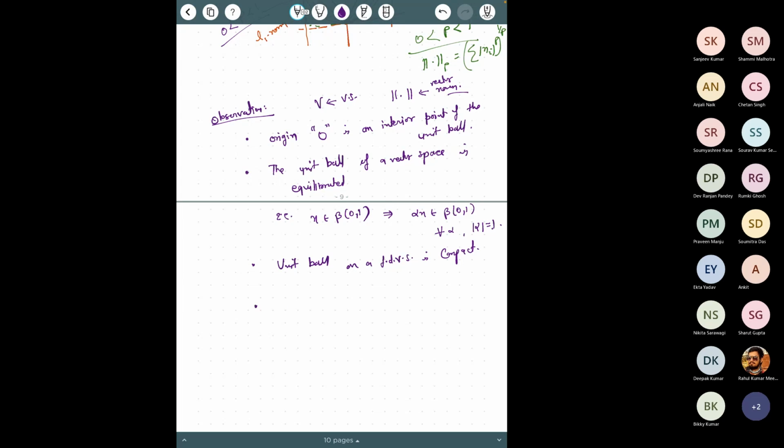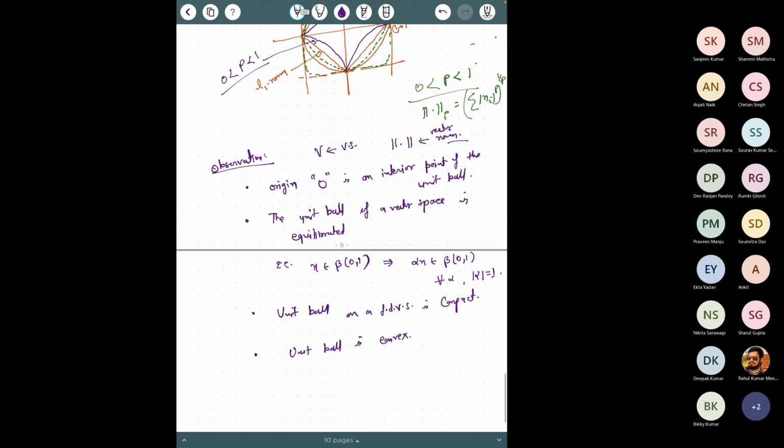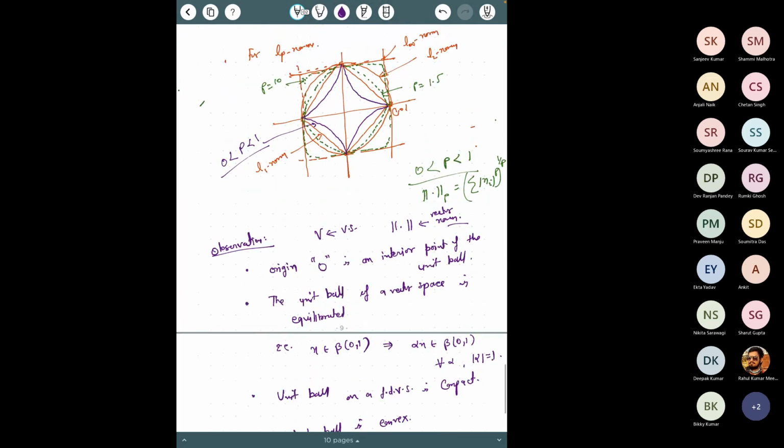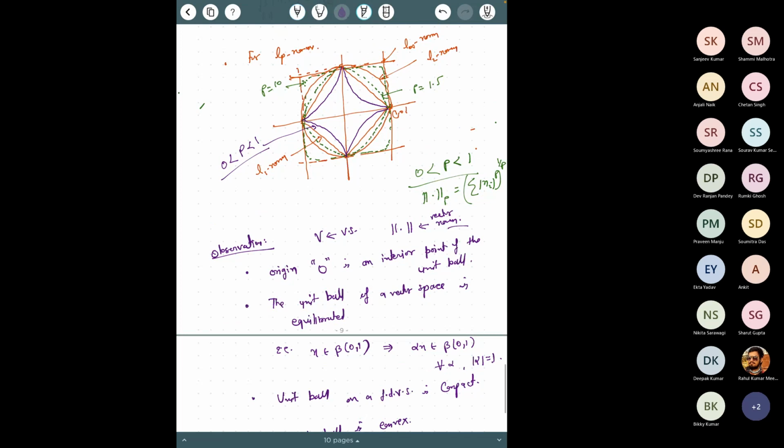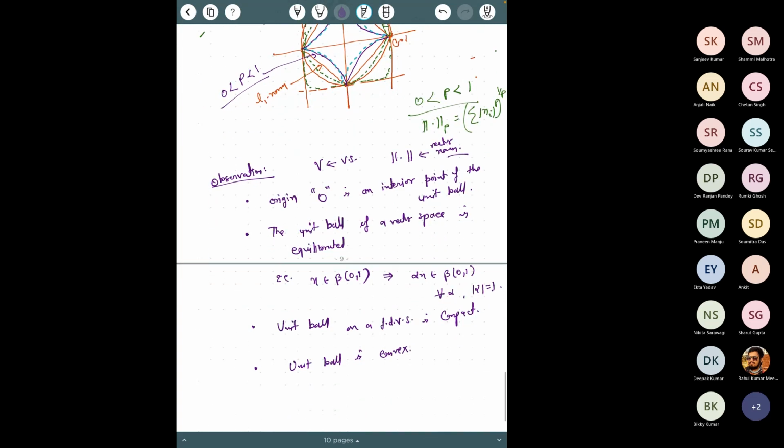And also you can see that the unit ball is convex. So if we have a norm and we are talking about its unit ball, then it is always convex. Now you can see here, at least for LP norms, when p is greater than or equal to 1, these norms satisfy these 4 properties. But when p is strictly less than 1, then this unit ball has this form, so it doesn't satisfy the convexity. So this set is not convex, and therefore it also doesn't define a norm.